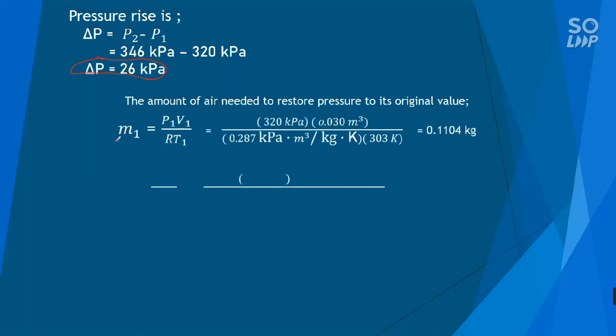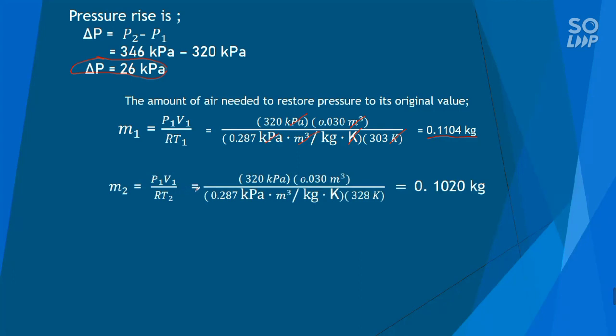Next, we need to solve for the amount of air needed to restore pressure to its original value. First, we need to solve for the mass at state 1. So we have the formula P1 V1 over R T1 is equal to, plugging in the values, 320 kilopascal multiplied by 0.03 cubic meter all over 0.287 kilopascal cubic meter per kilogram Kelvin multiplied by 303 Kelvin. So kilopascal will be cancelled. Also, cubic meter will be cancelled. And Kelvin also will be cancelled. So our remaining unit is kilogram. So we have the mass 0.1104 kilogram.